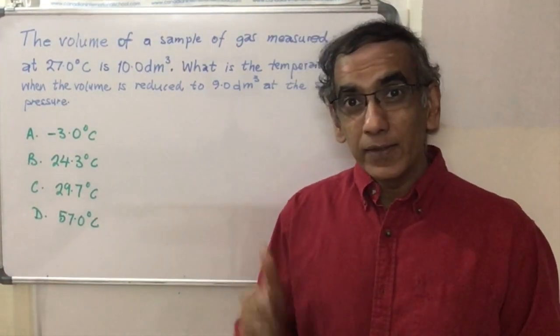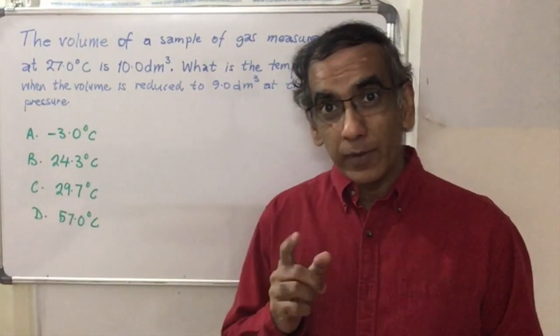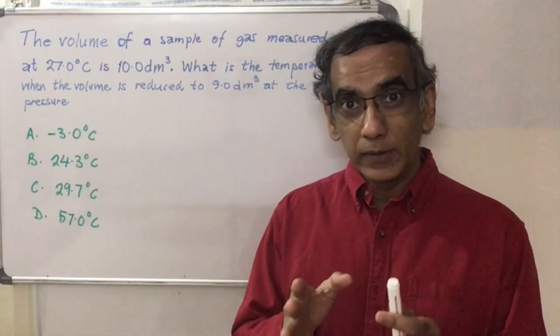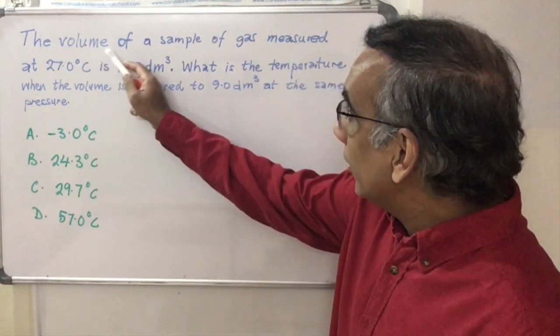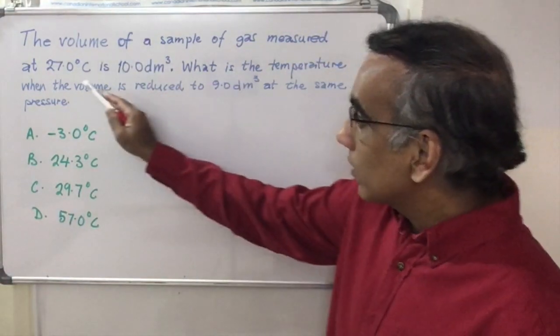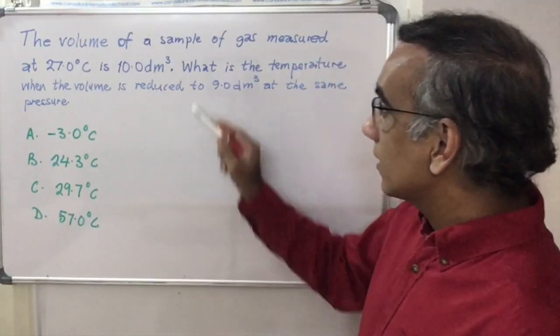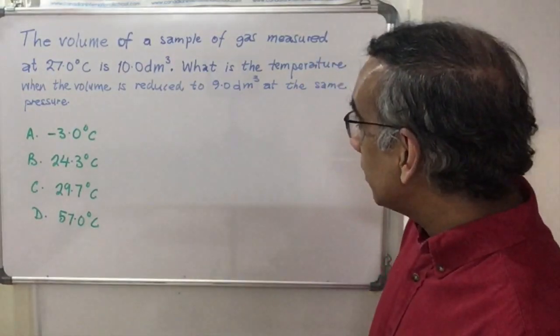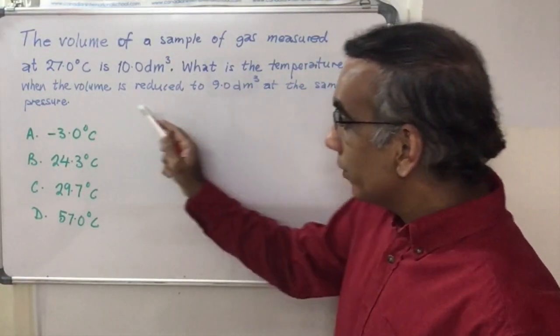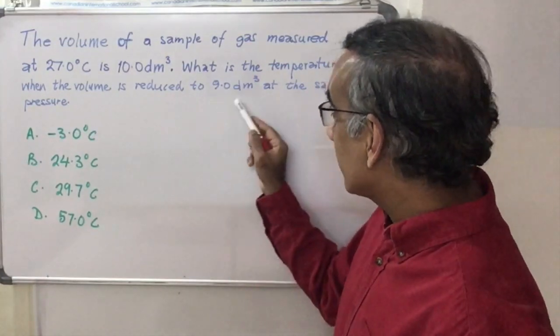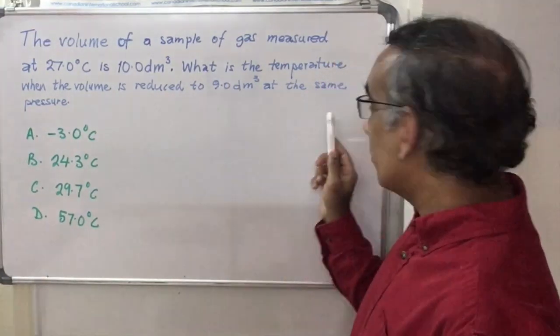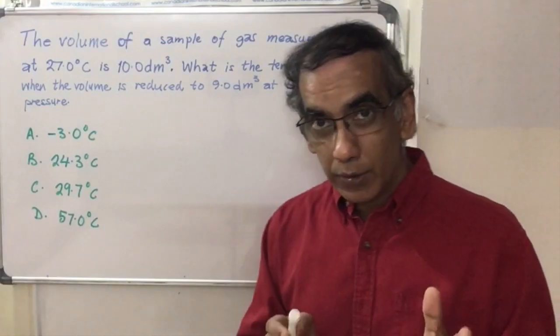Hello and welcome again. Today we look at yet another question from an IB past exam paper, multiple choice. The volume of a sample of gas measured at 27 degrees Celsius is 10.0 dm cube. What is the temperature when the volume is reduced to 9 dm cube at the same pressure?